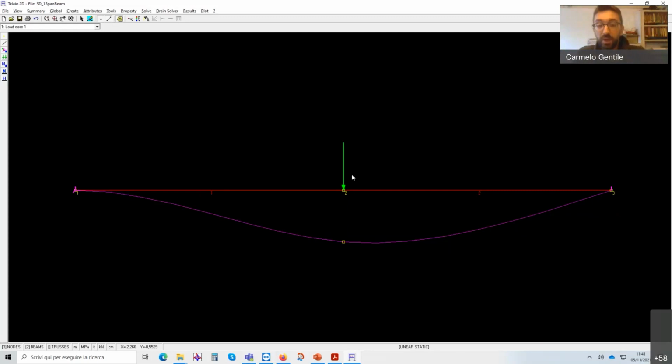In this case, we have a load applied in node 2. The node is going in the same direction, so it means that it's okay. Then we have node 3, where we had a vertical support. So we expected a rotation there, and we expected possibly a horizontal displacement. In this case, no, because we have no horizontal force.